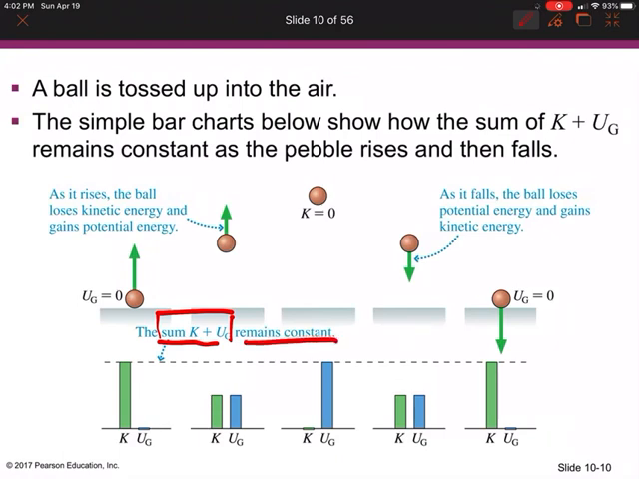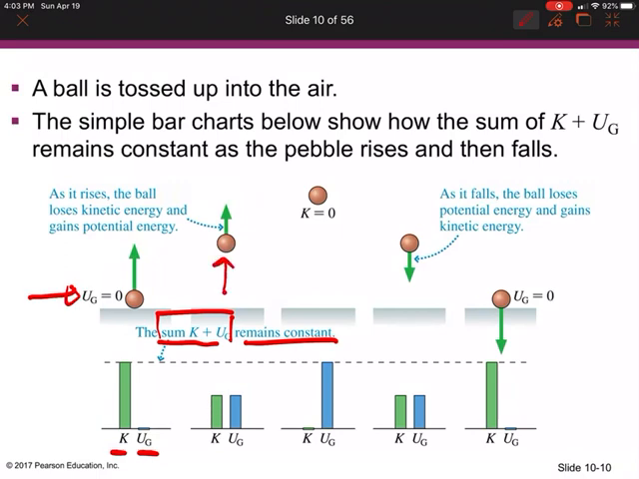So this is showing you this ball with the initial potential energy being 0 because it's basically on the ground. But it has this velocity vector that's coming off of it. So it's showing you that it's got this big amount of velocity. So it basically has 0 potential energy, which is shown here on this chart, and all of its kinetic energy.